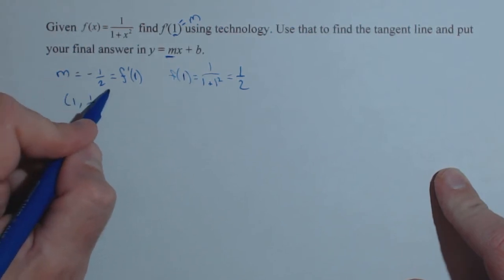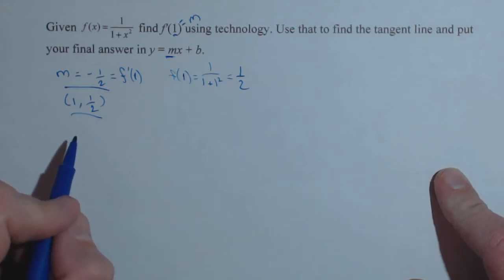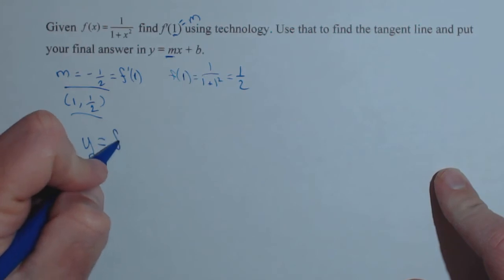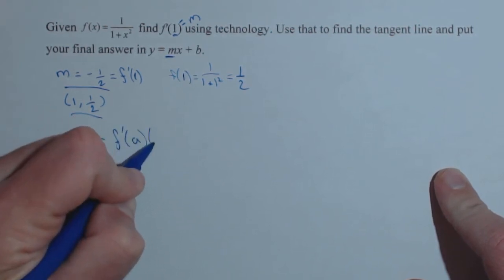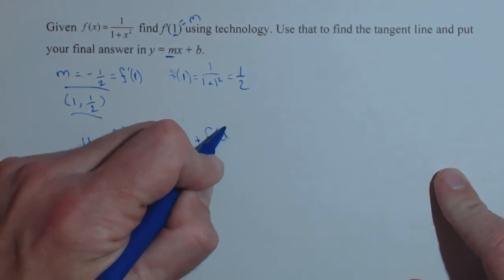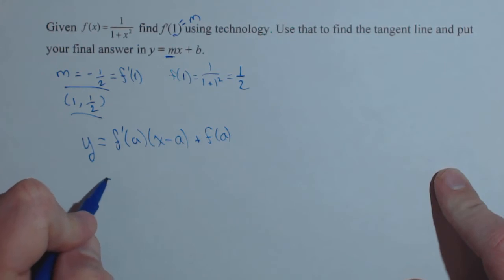So now we're finding a linear function with a slope of negative 1/2 and going through the point 1 comma 1/2. So our tangent line is going to be, the form of a tangent line is y equals f prime of a times x minus a plus f of a. Now there's a lot of different ways we could write the tangent line. I like this way because everything just plugs right in.